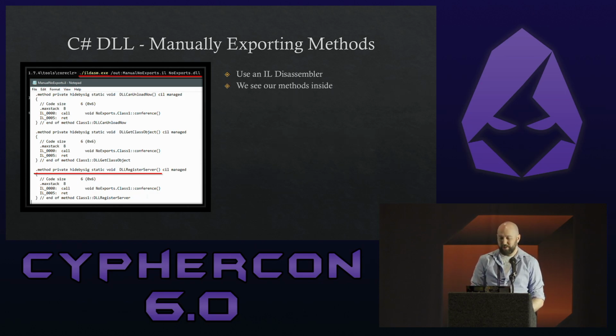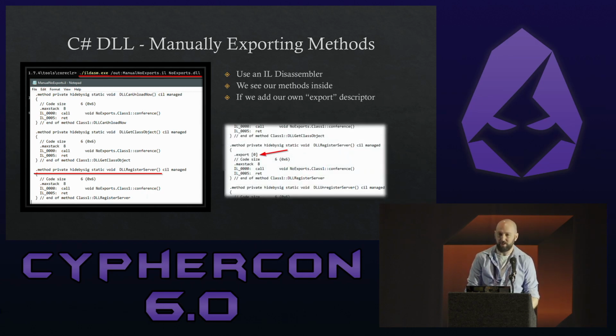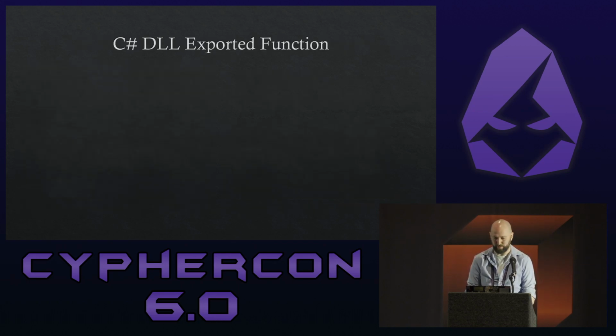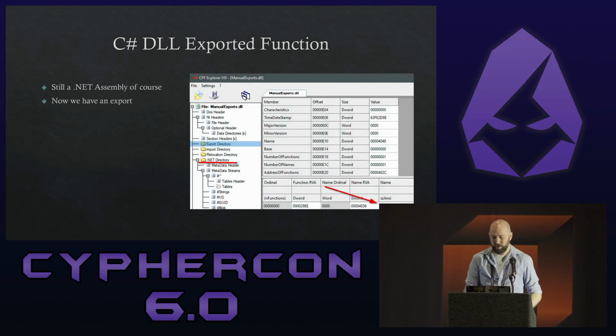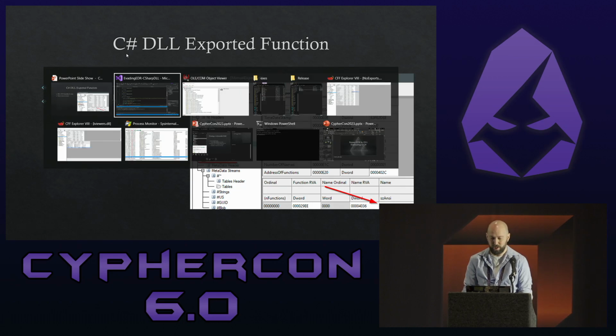So since we can see those methods inside, we can add our own export descriptor. And what that means is inside of the method, when we add that export descriptor and then reassemble it, copy it over as a DLL, it adds it to an export address table, right? So now we have this function being advertised in the way a traditional unmanaged C or C++ DLL would export it. So you'll see something like this, right? The exact same thing we saw, manually exported. It will now have the export directory and then the DLL register server function.